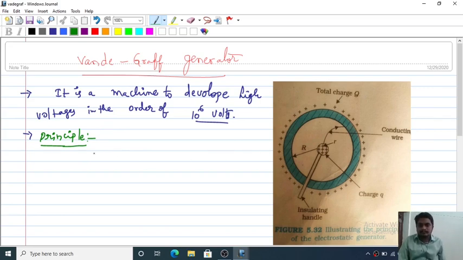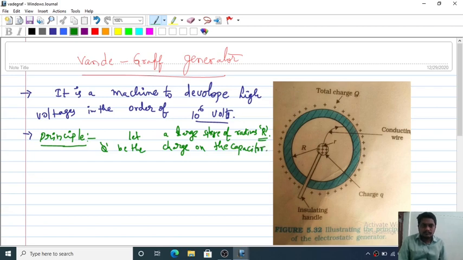Let us consider a large sphere of radius capital R, and Q be the charge on the sphere. This is a large conducting sphere. This is a conductor, a conducting sphere with some thickness.